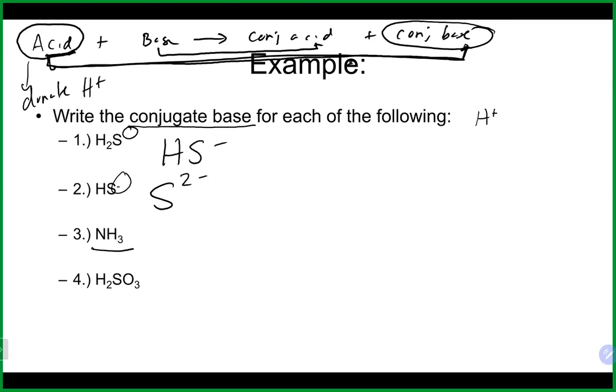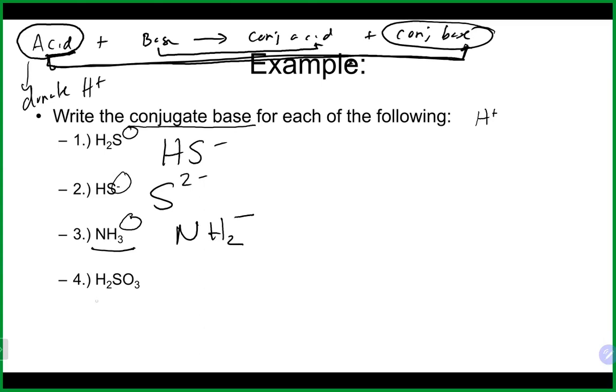Here, we're going to take off an H. So that will leave us a nitrogen and 2 hydrogens. At the start here, it was neutral, which means when we lose the positive charge there, it will become one more negative. This will be NH2 minus in this case.